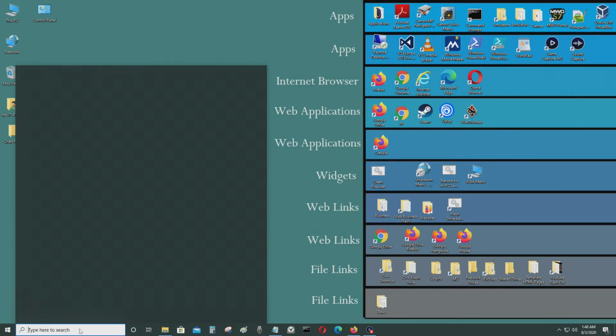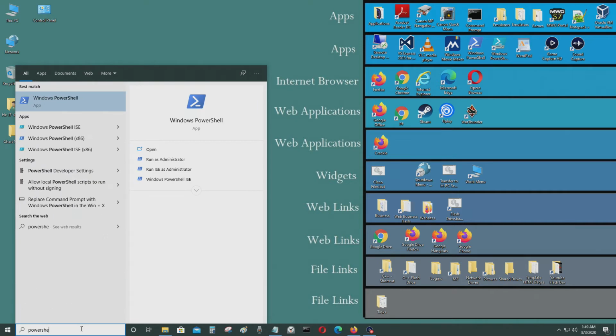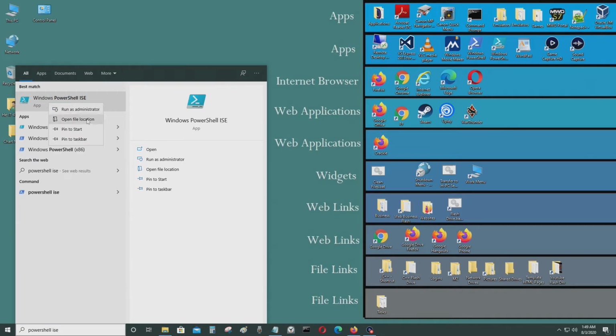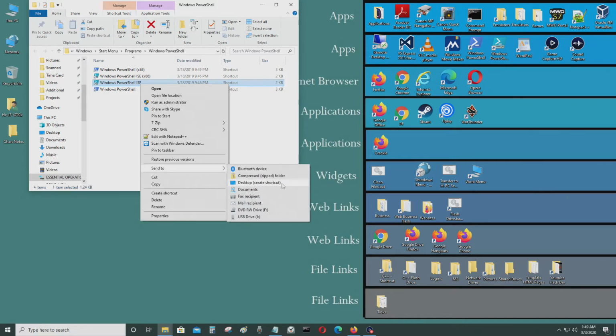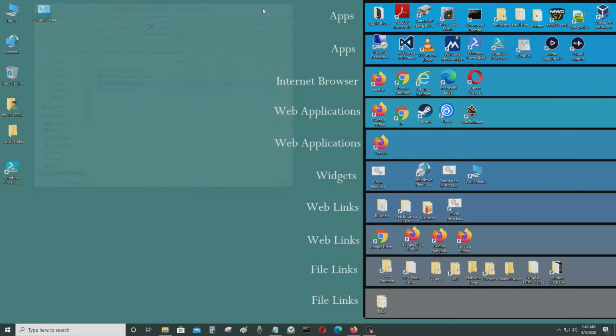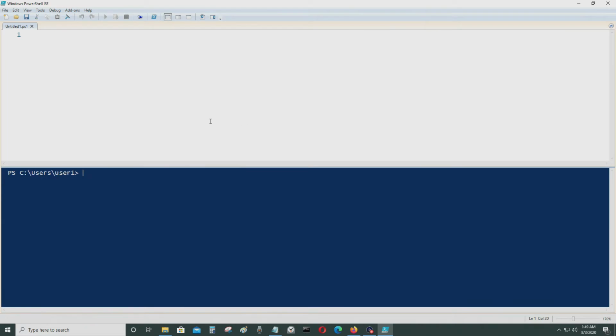In order for you to start PowerShell, you just go to search right here and type in PowerShell ISE, and it comes out right here. If you want to put it on your desktop, you can just send it to your desktop just like that, and it should be right there. And let's start it.